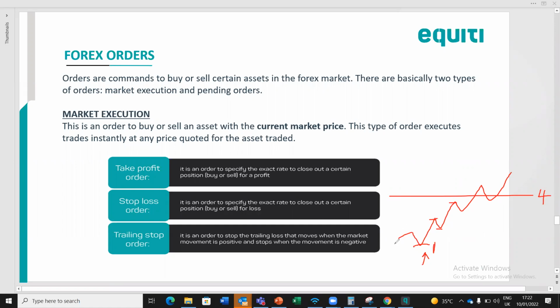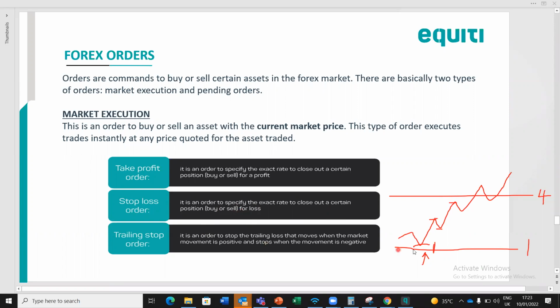Remember, this is the price level you enter the market, price level 1. Now your take profit is price level 4. Why? Because you're buying, you're saying that the market will do what? Appreciate. Now that is the take profit order. The stop loss order is an order to specify the exact rate to close out a certain position, a certain position, buy or sell, for what?